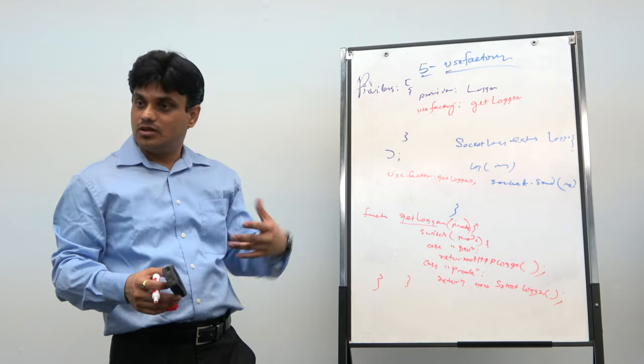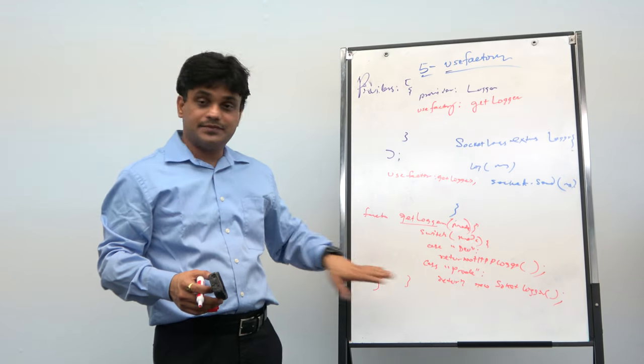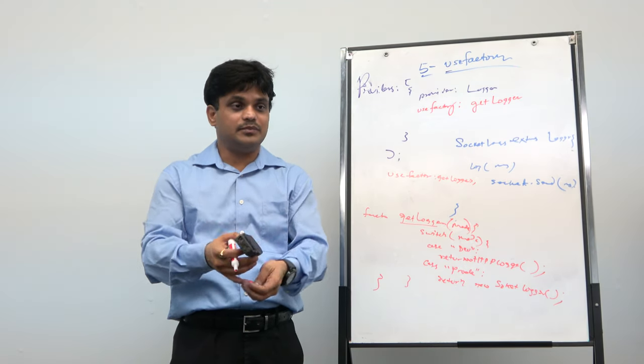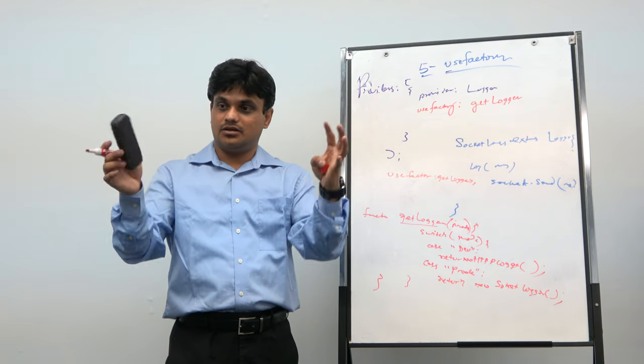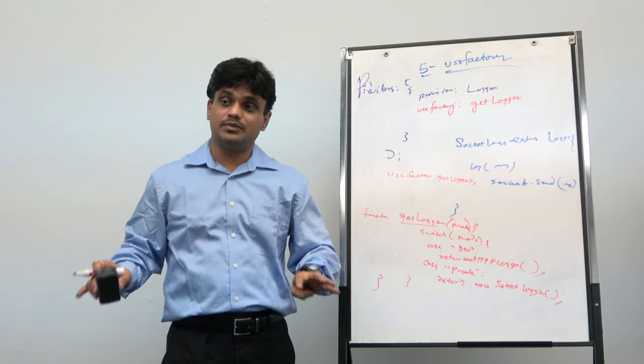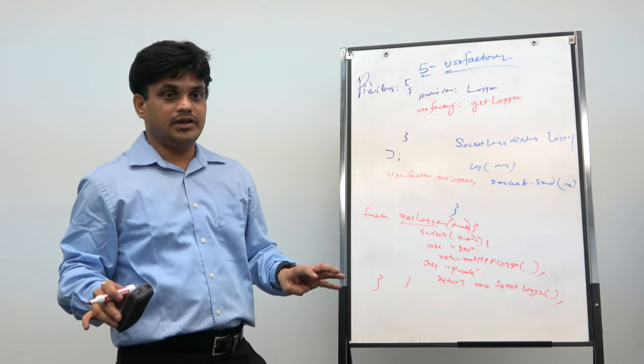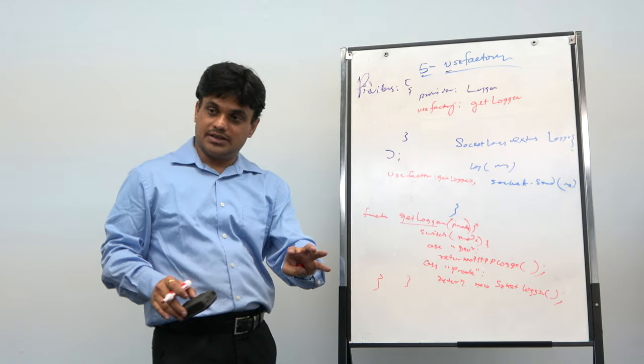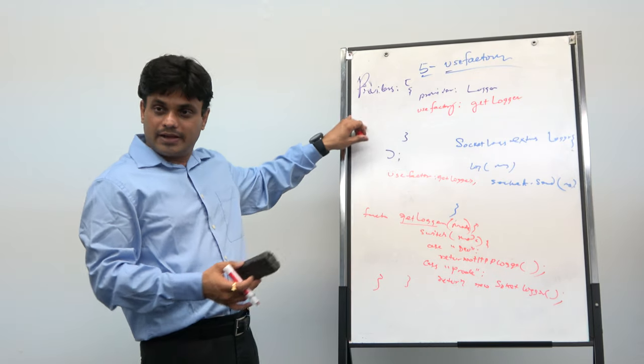And the family is logger. So basically they both will have the same methods. When we say family, the family is the base class. The base class is logger, and then this is HTTP, this is socket, but their functions are the same. It is polymorphism again. Polymorphism with the same base class. So then you use factory.